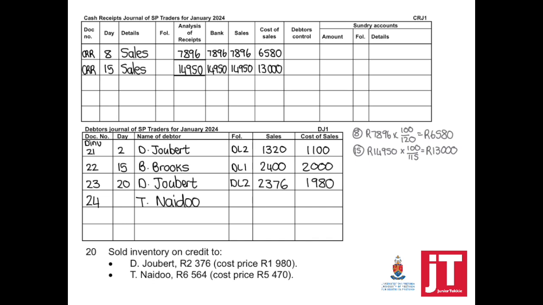Name of debtor, T. Naidu. This is going to be debtor ledger number 3. Remember, we have to post it to the individual's account. The selling price, 6,564, and the cost, 5,470.